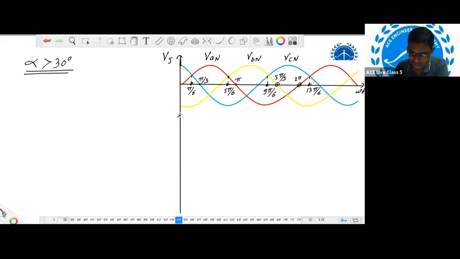Now let us discuss what will happen if we keep alpha greater than 30 degree. We are discussing the R load.